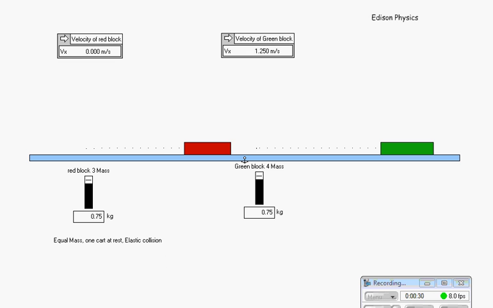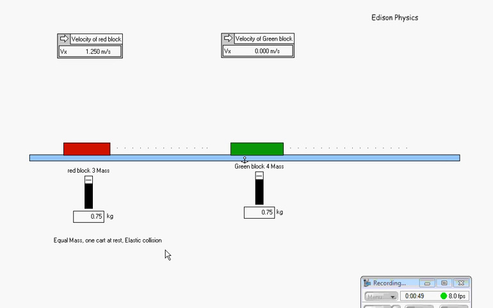What can you say about the initial momentum of the system of blocks? Here's the initial condition. Notice the mass of each and the velocity of each compared to the final momentum of the system of blocks. Mass, velocity, mass, velocity.